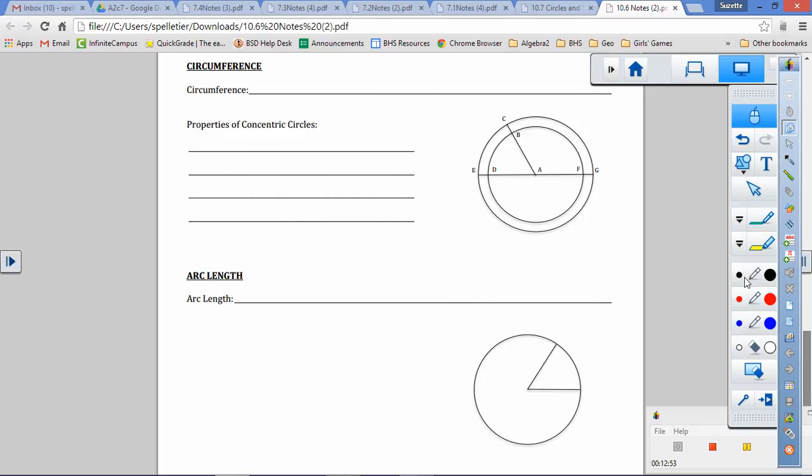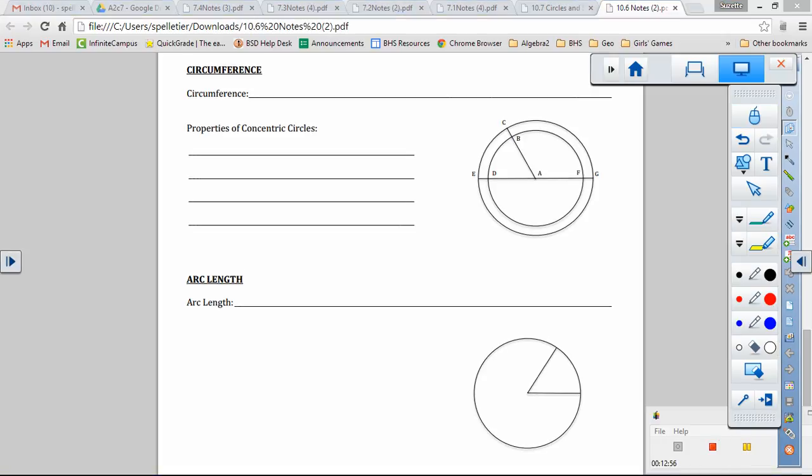Circumference. The circumference of a circle is the distance around the outside edge of the circle. So that whole distance around the crust, if you laid a string around the outside edge of your pie or your pizza, you could then straighten it out and measure it. That would be the circumference, the distance around the circle.